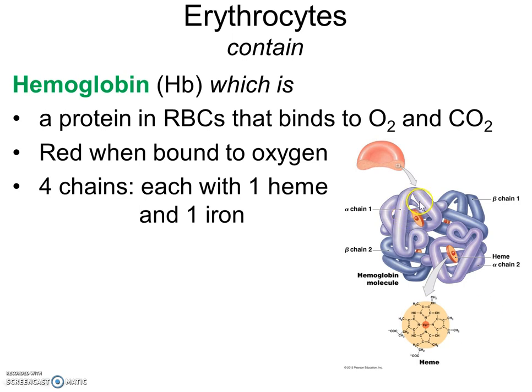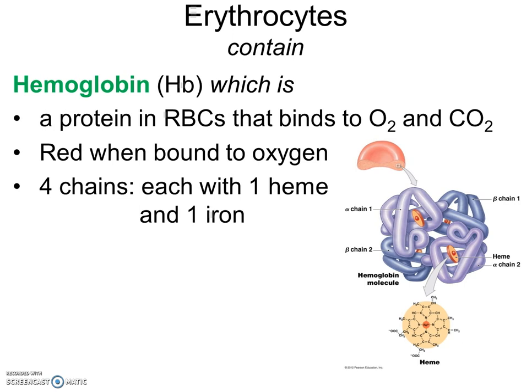of amino acids. So here, for instance, this is one alpha chain. Here's another alpha chain, here's a beta chain, and here's a second beta chain. The names aren't so important, but again, there's just 4 chains. And each one of the chains has its own heme and own iron.